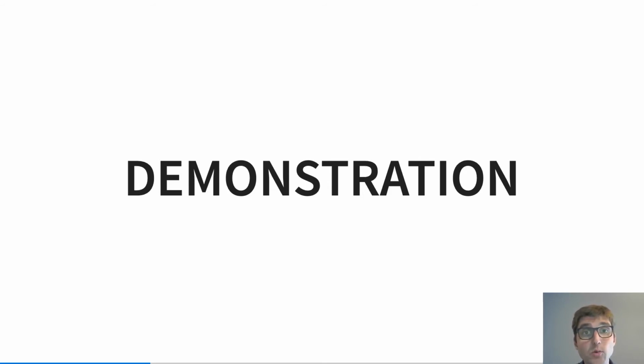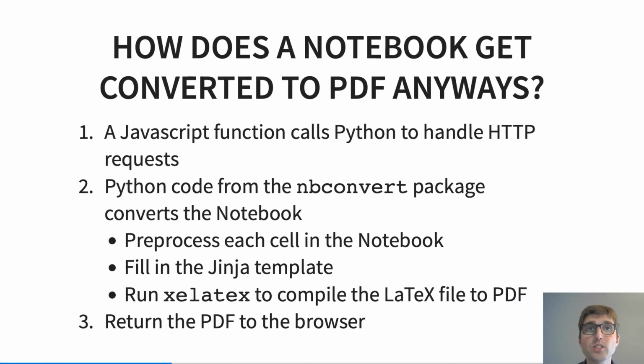So the next thing that I want to show is a deep dive into the internals of the Jupyter Notebook and the NBConvert package to see how you can implement this yourself, in case what you see here is kind of what you want, but not really. Then you'll have a little bit more knowledge to be able to approach that yourself. So the first question is, how does a notebook get converted to a PDF anyways?